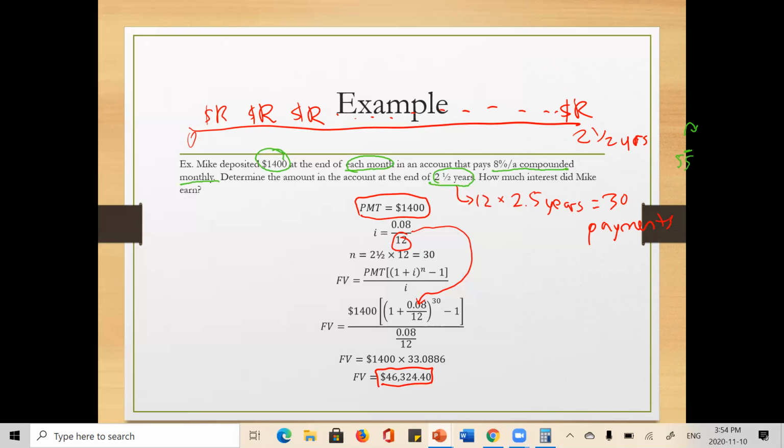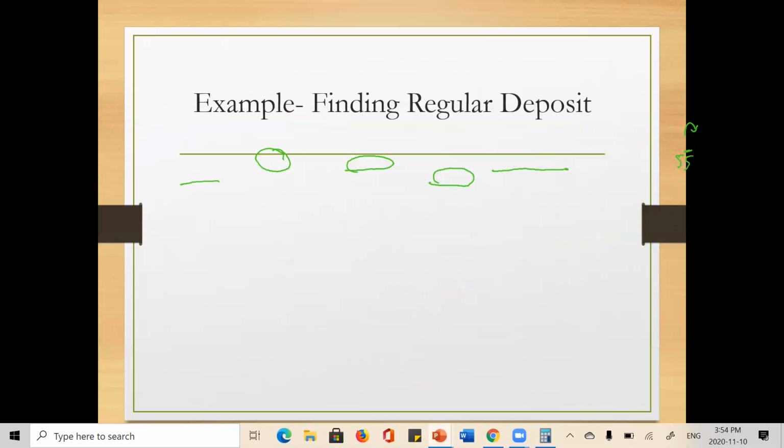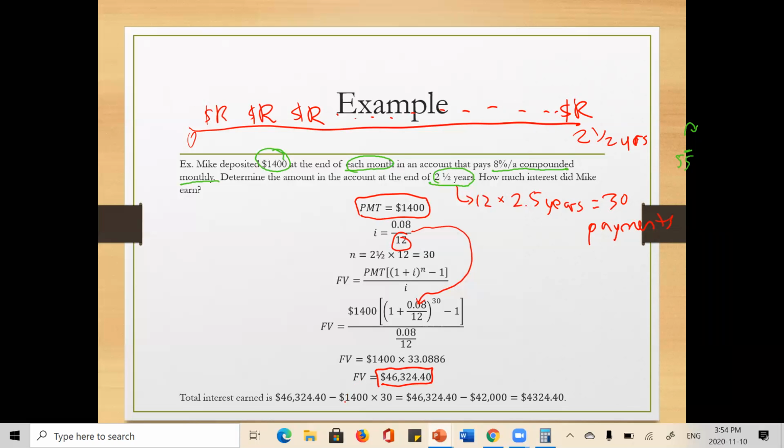Interest earned is essentially the difference between what you put in and what you ended up getting in the end. So the difference is simply going to be the total number of payments that I made multiplied by the actual payment, and we subtract that from the future value. So in this case, we take 1,400 and we multiply by 30 because we made 30 of those payments, which is 42,000, and we subtract that from $46,324.40, and that gives us $4,324.40.